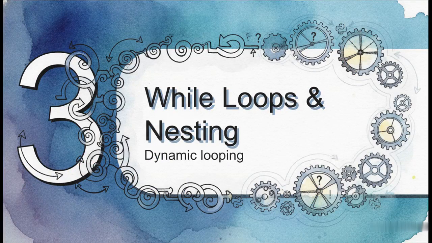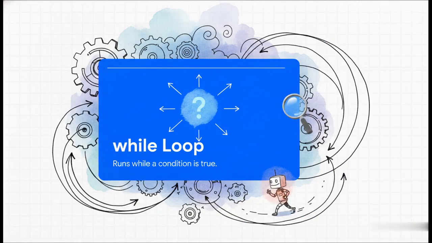Moving right along to Section 3, while loops and nesting. Because, well, what happens when we don't know exactly how many times we need to loop? That's exactly when the while loop steps in. A while loop runs as long as a condition is true, so it operates dynamically based on changing conditions rather than a strict countdown. Think of it like this. Instead of saying run exactly 10 times, a while loop basically says, hey, keep going until I tell you to stop. It's relentless. It'll just keep working over and over until that specific condition is no longer met.